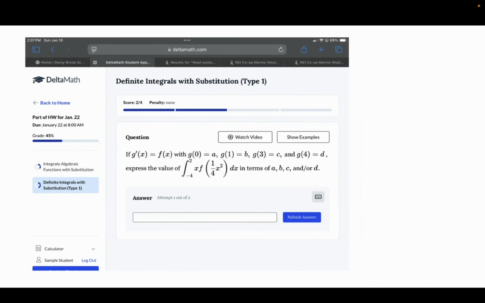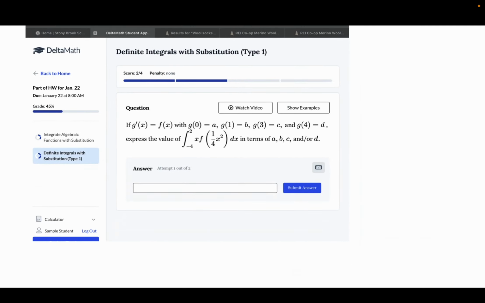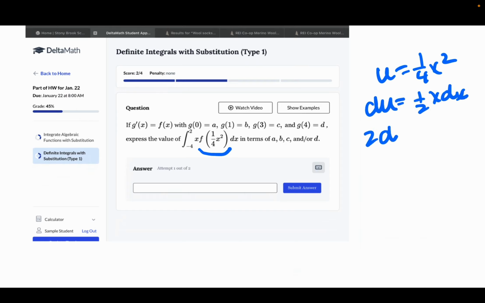Okay, so it says a lot here, but I think I'm just going to work it out and see what happens. All right, I'm going to say u is equal to 1/4 x squared. And this just means there's some function they're not telling us. Du is 1/2 x dx. 2 du equals x dx. And then let's work it out. So I have f of 1/4 x squared, which is u. So I did this.